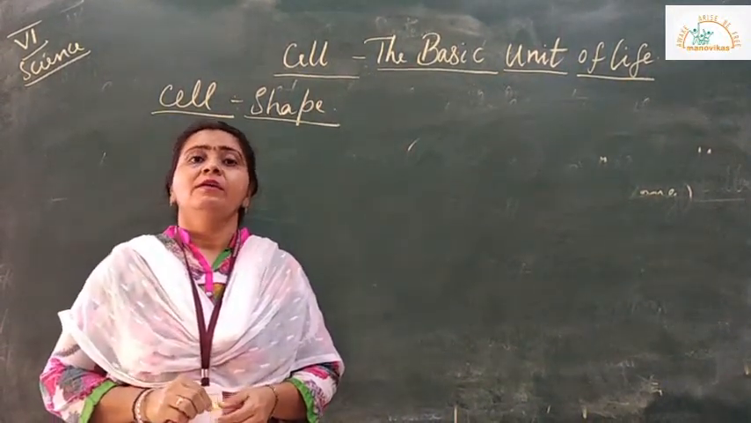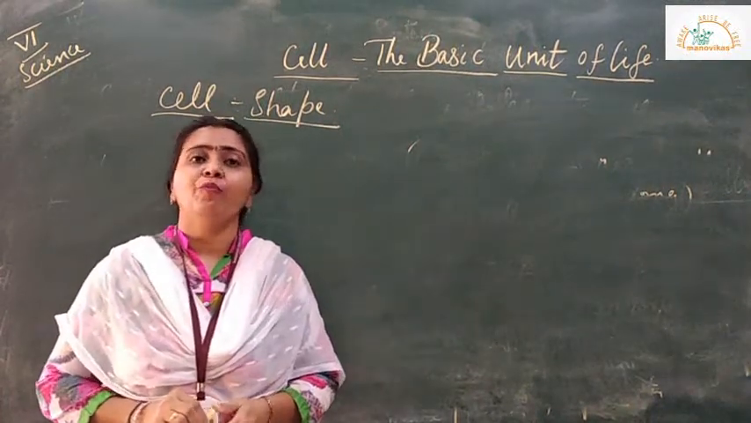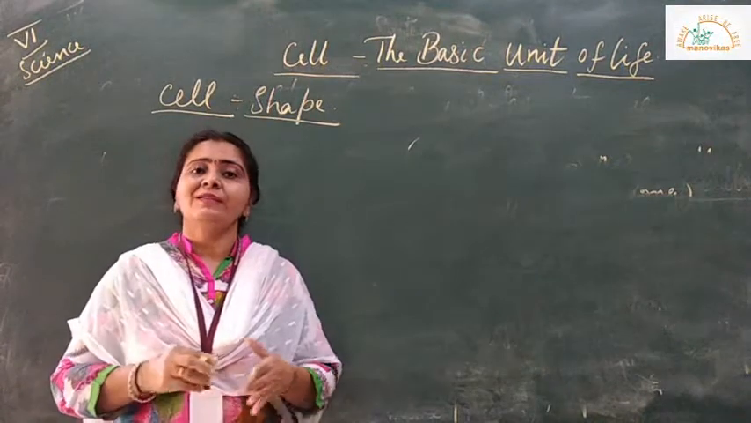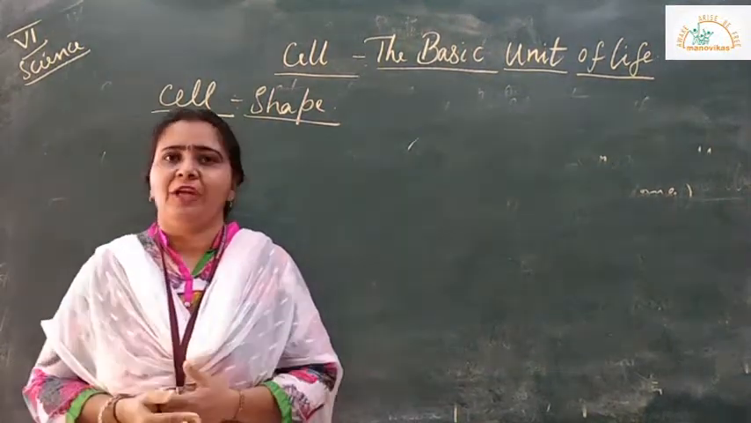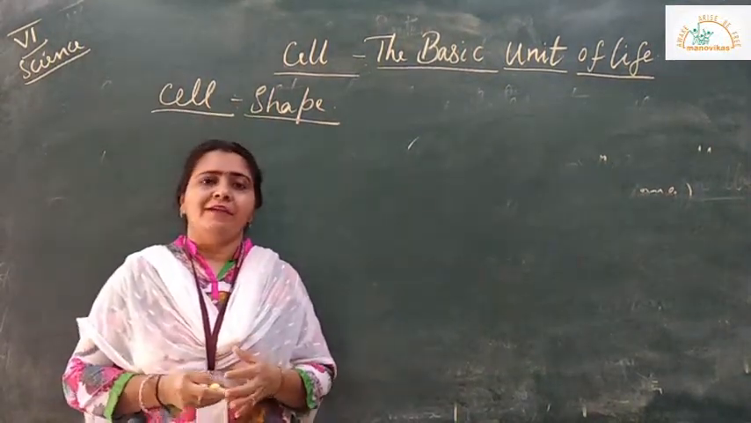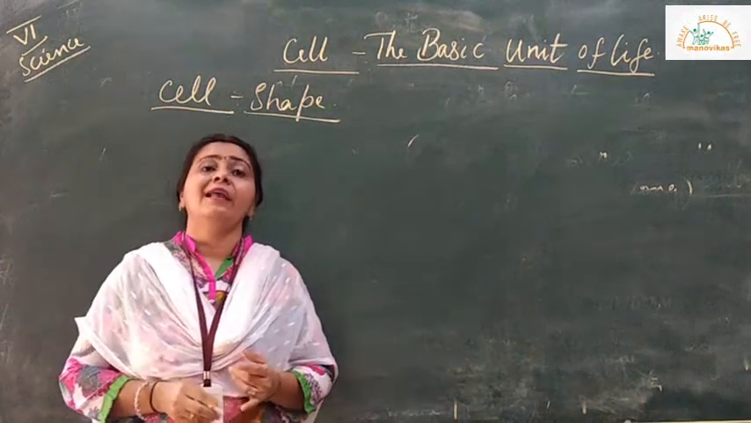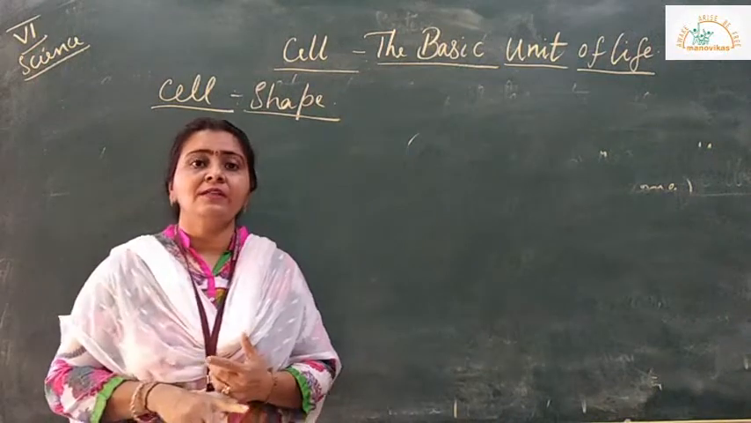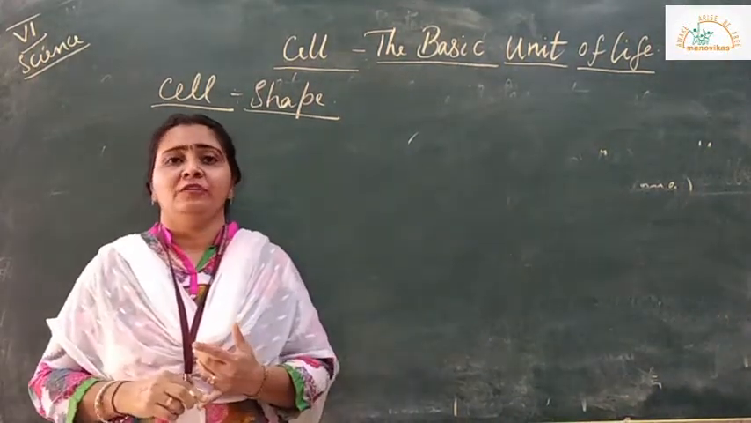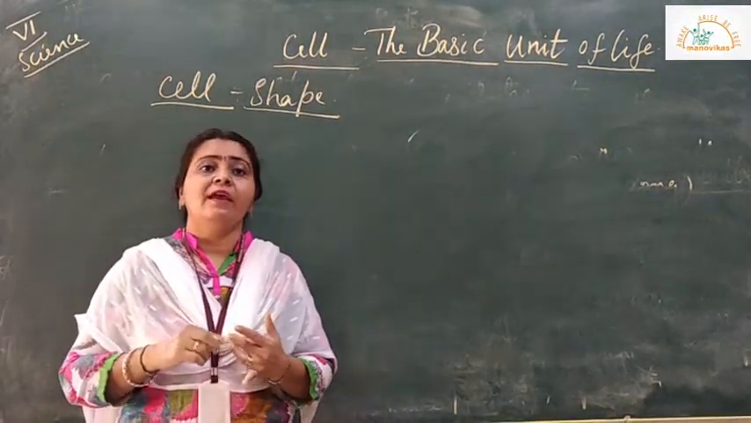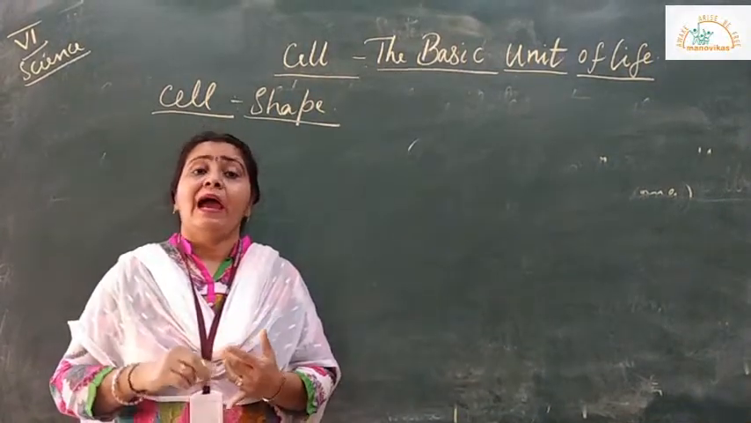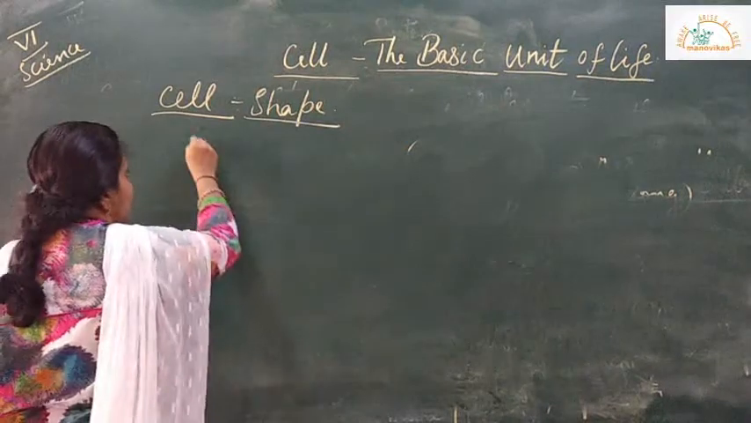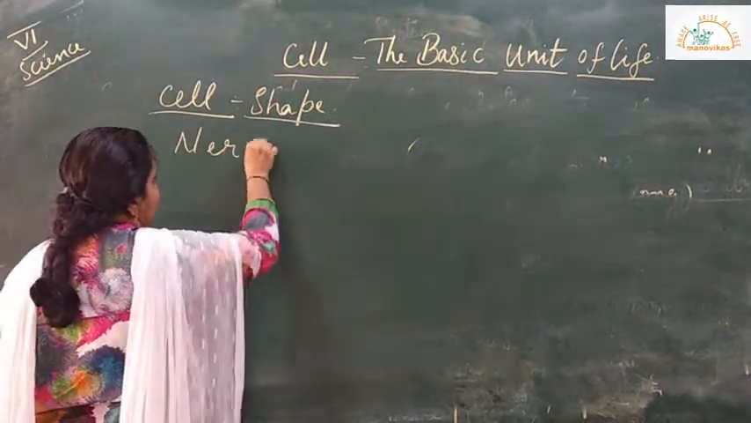Cells. Okay, the shape usually varies. They vary from one cell to another. So each cell has different types of shapes. Nerve cells, for example, are elongated cells, and their main function is to send electrical signals as impulses throughout the body.